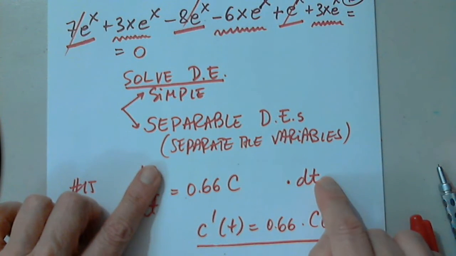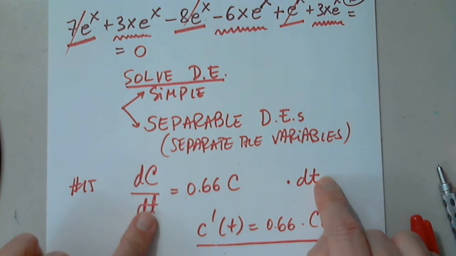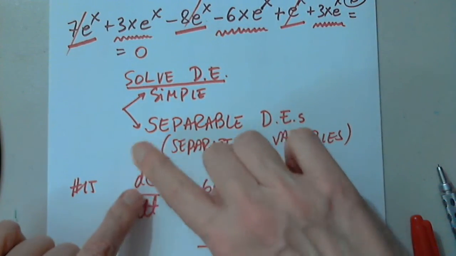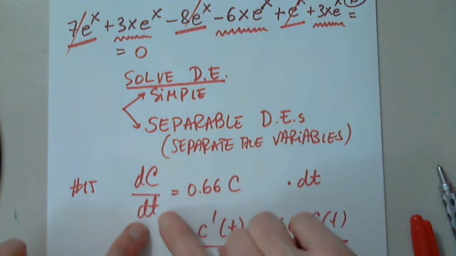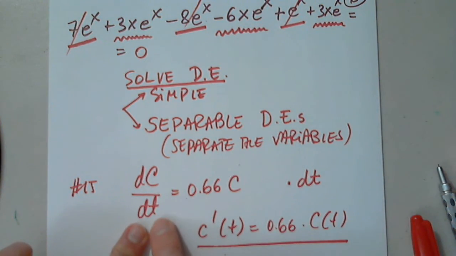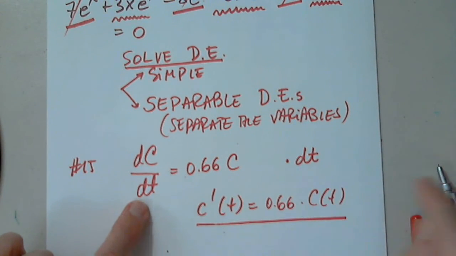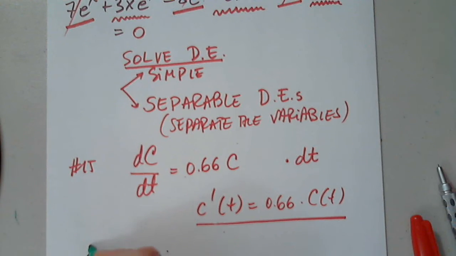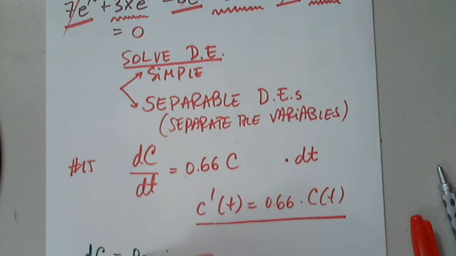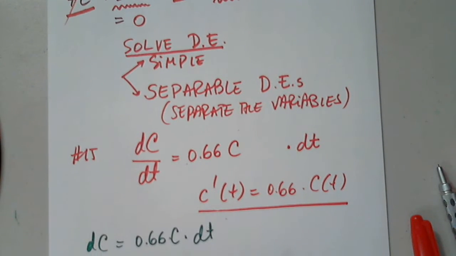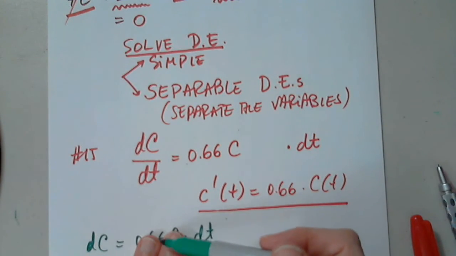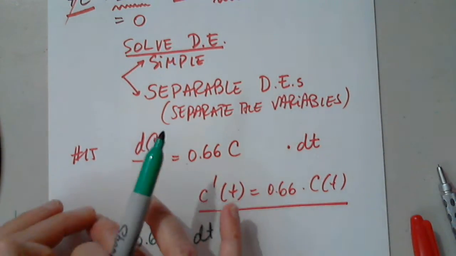So I prefer multiplying both sides by dt, because we also know that dc is the differential of c, and we also know that dt is the differential of t. So I am allowed to multiply both sides by dt. So let's do that. Then I have dc equals 0.66c times dt. We've seen this before, right? It's dy equals a function of t dt. This is nothing new.